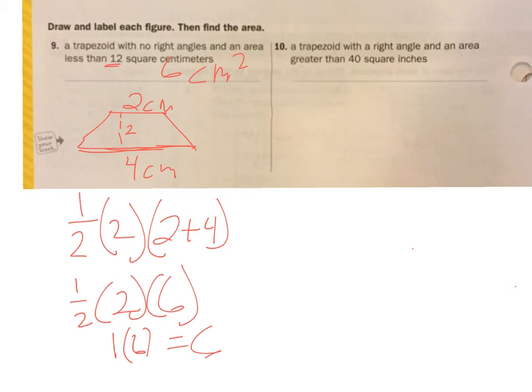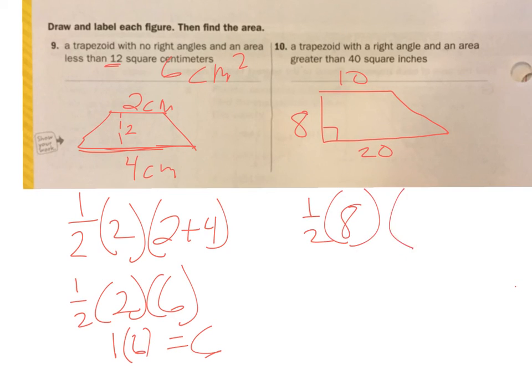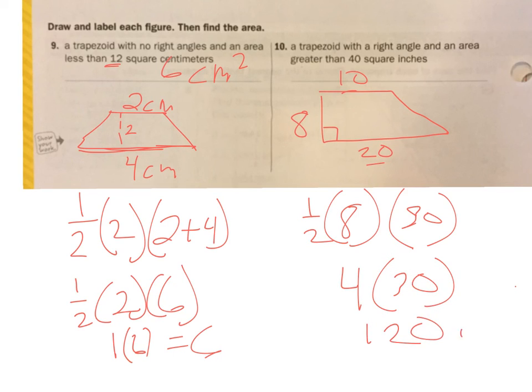A trapezoid with a right angle, so it has one right angle. Okay, there's my right angle. And has an area greater than 40 square inches. So now I'm going to go a little bigger. I'm going to say this is 20, this is 10, and we'll make this 8. Okay, so 1/2 times my height, and then add my two bases. 20 plus 10 is 30. And 1/2 times 8 is 4, times 30 is 120 inches squared. Okay, and these are all inches. So that is definitely more than 40 square inches. This one right here is 120 inches squared.